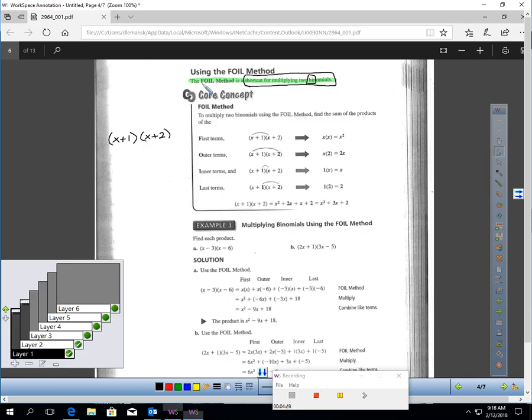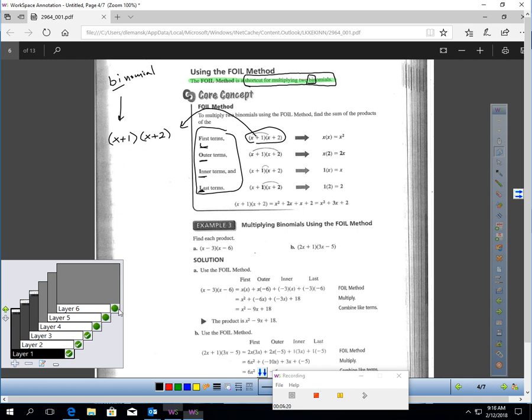It's an acronym, F-O-I-L. F means first terms. O means outside, I means inside, last. So when I was in school, and I guarantee your parents have learned this also, FOIL means first, outside, inside, last. Let's do this problem with what I taught you on the previous slide, and you're going to see I'm doing the same thing.